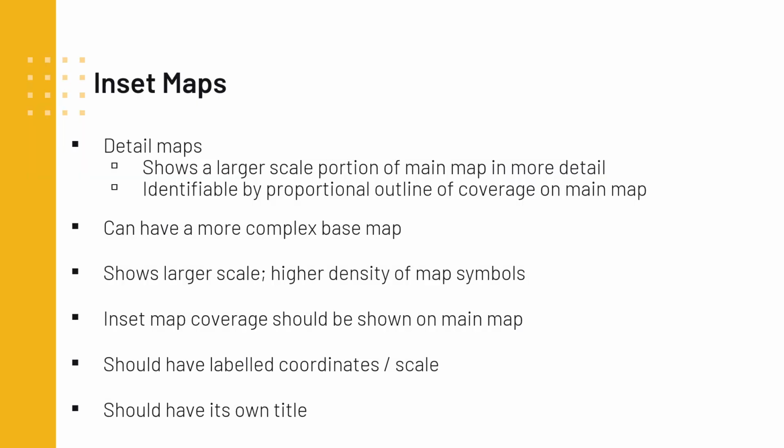Inset maps. These are also known as detail maps. So they're going to show a larger scale proportion of the main map. It's often used if you've got a lot of symbology to try to show it over a larger area. You can have a more complex base map if the area is really, really detailed. So it shows at a larger scale, often with a higher density of map symbols within it. The inset map coverage should be shown on the main map so you know where it's located. It can also have its own labeled coordinates and or scale, and it can also have its own title.